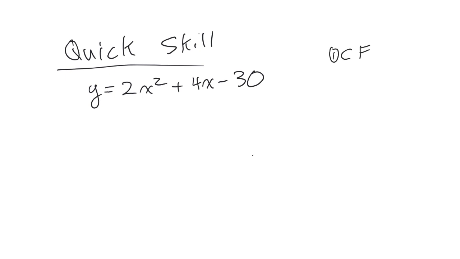So what we're going to do is we're going to start with a quick skill. Okay. So let's say that we have the following. We have 2x squared plus 4x minus 30. The key here is we're going to combine our common factoring followed by 2 factoring.